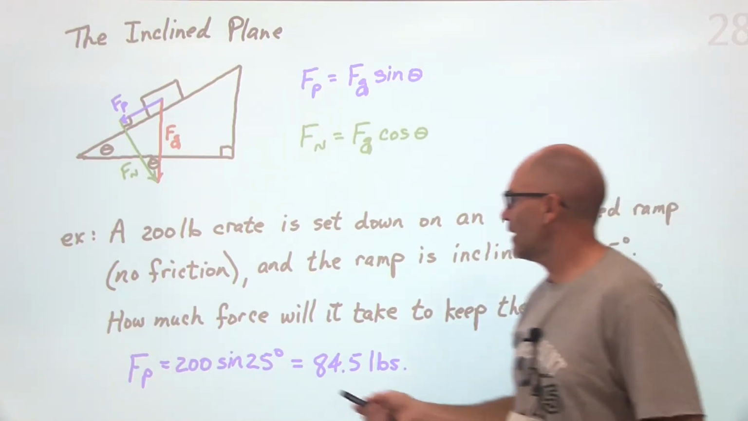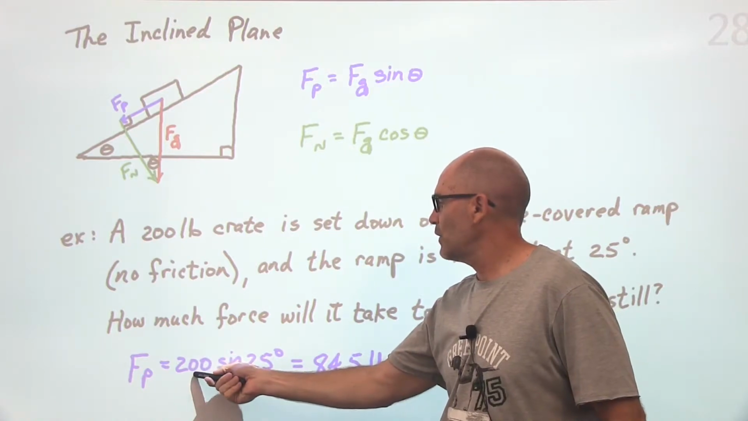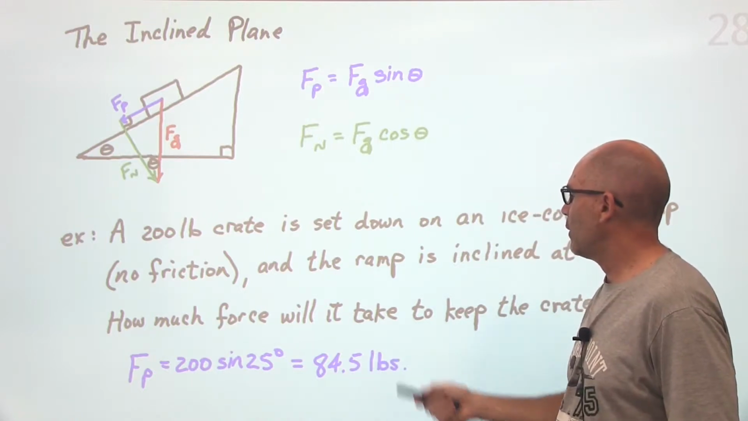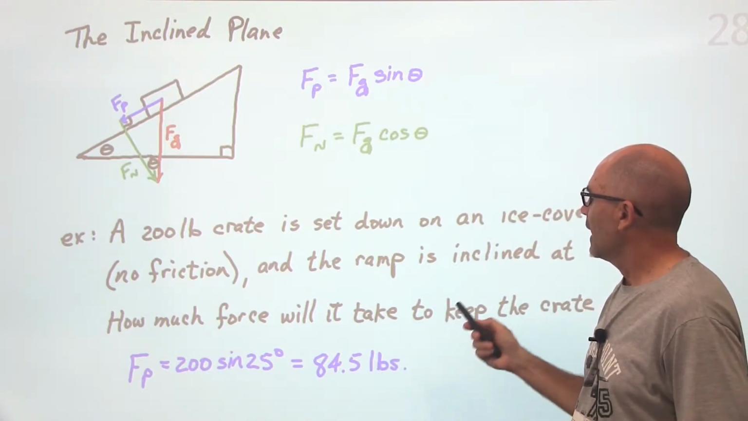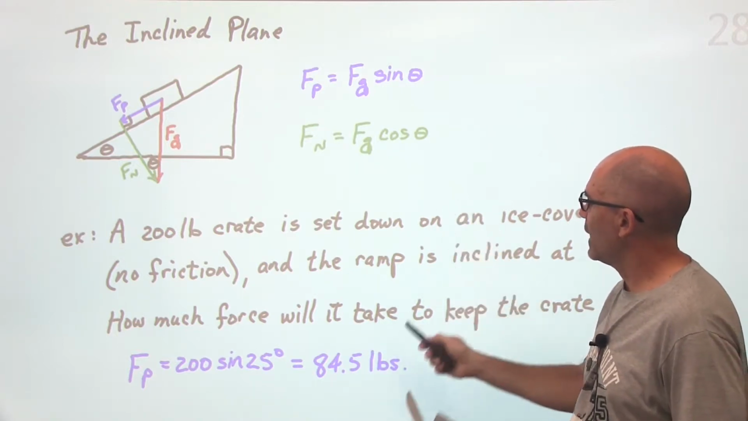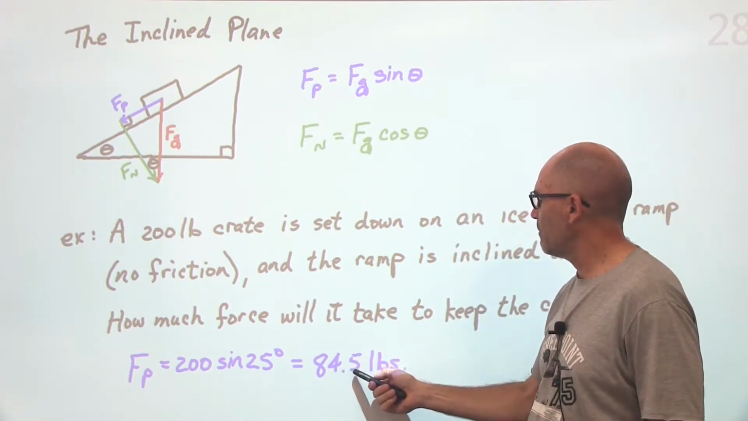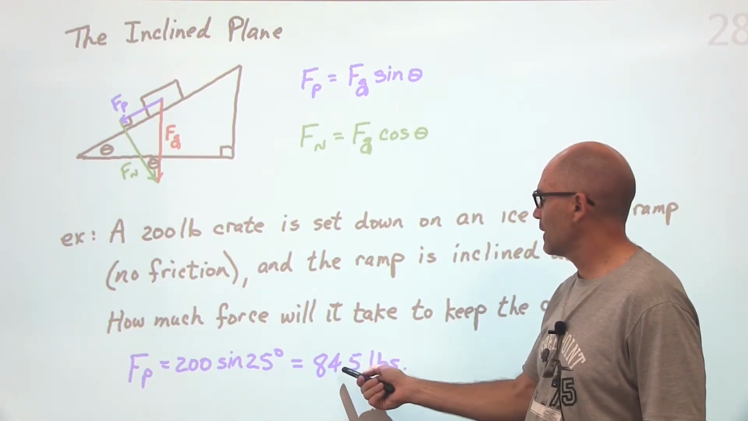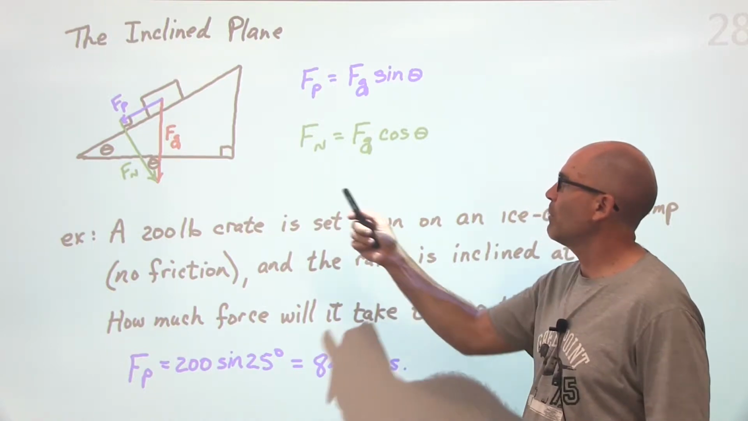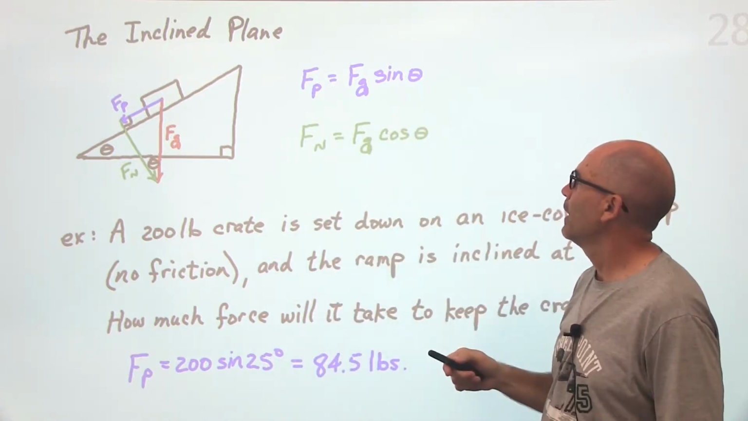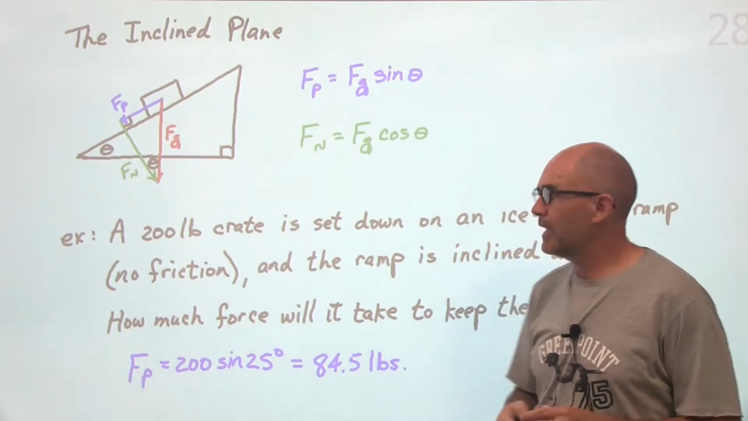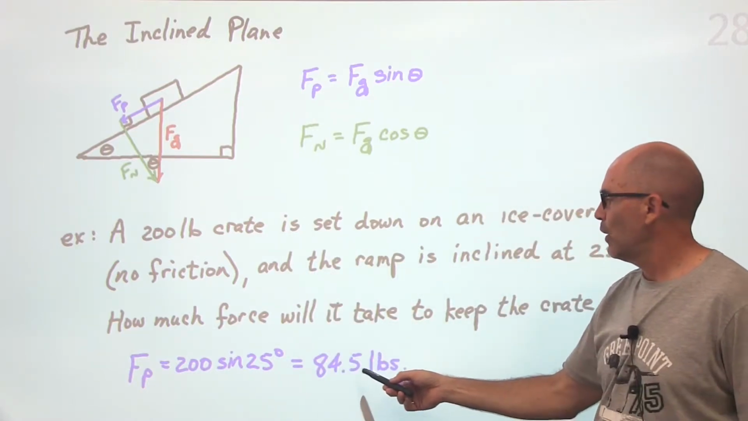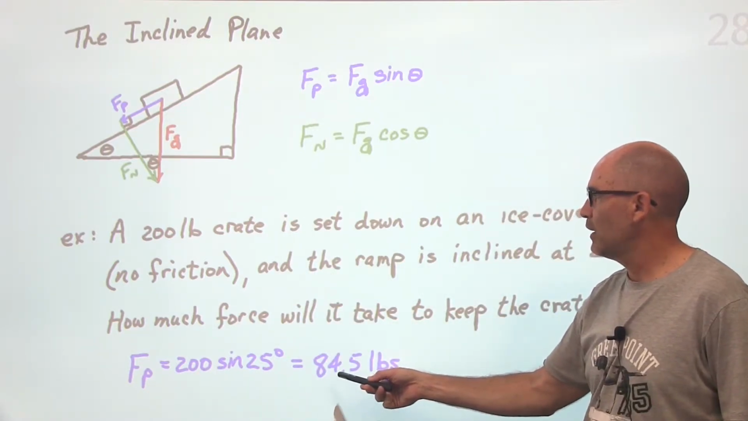Well, the force parallel is going to be 200 times sine of the angle, which is 84.5 pounds. So that means I'm going to have to push on that crate with a force of 84.5 pounds to keep it on the ramp. Now, if I push with more force than 84.5 pounds, then I'll be pushing the crate up the ramp. This is why ramps are handy, because notice I have a 200-pound crate, and I can move it upward with much less force than 200 pounds.